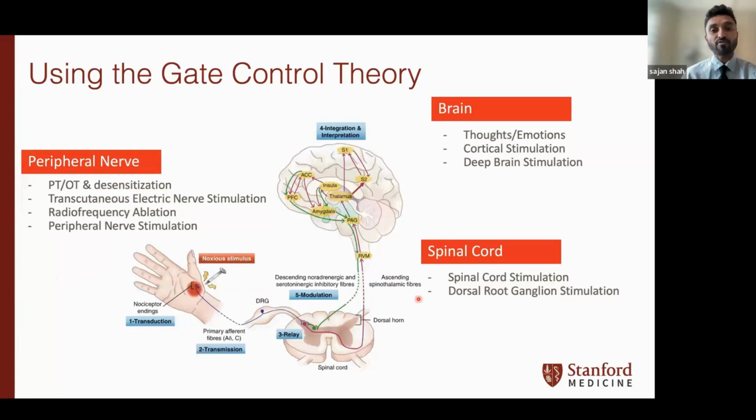And then at the brain level, we have pain psychology techniques that affect thoughts and emotions. And again, recalling what opens and closes the gate, you'll remember that thoughts and emotions are very important. There's also cortical stimulation and deep brain stimulation. These are neurosurgical techniques, and they can be used in patients who have refractory or difficult to treat pain to our normal modalities. Now, I know I said a lot, but this was just to create a framework. Let's proceed on.